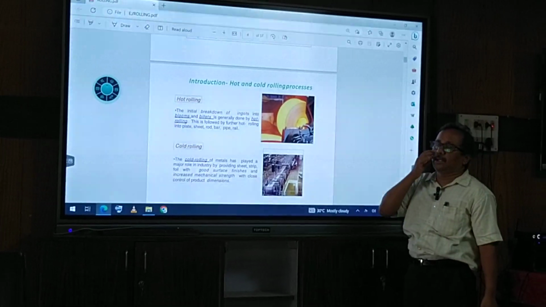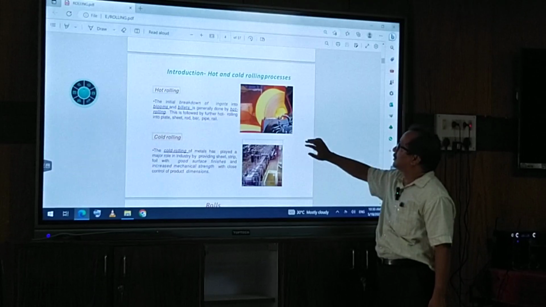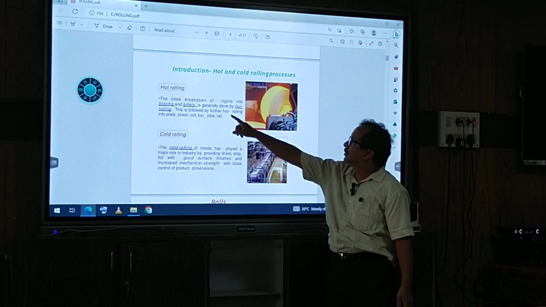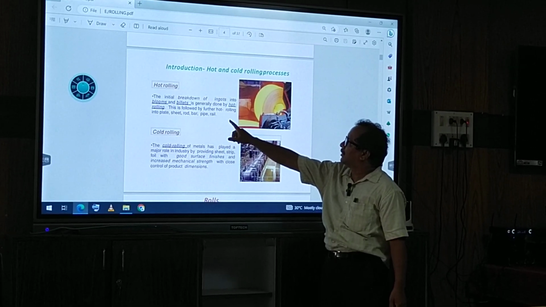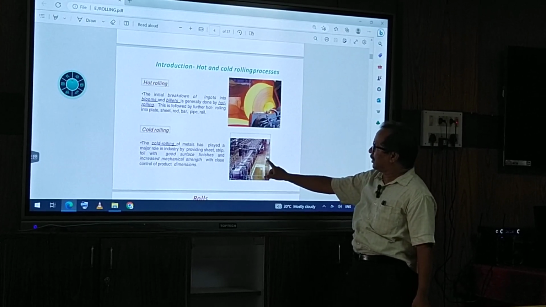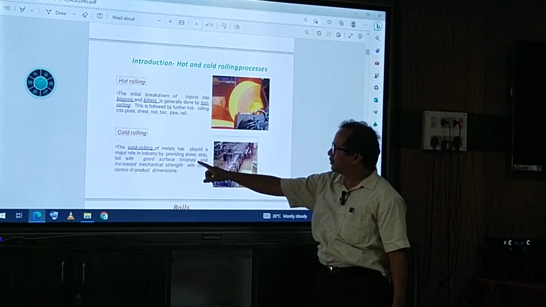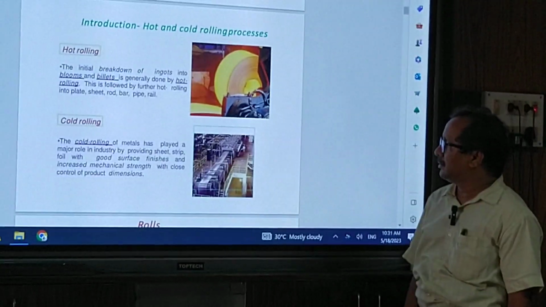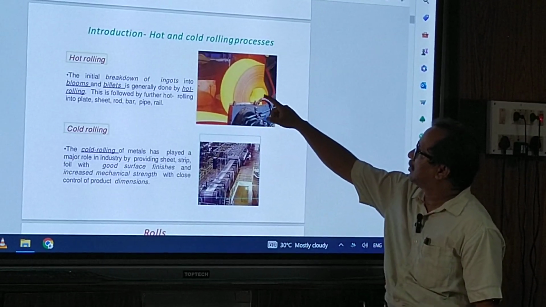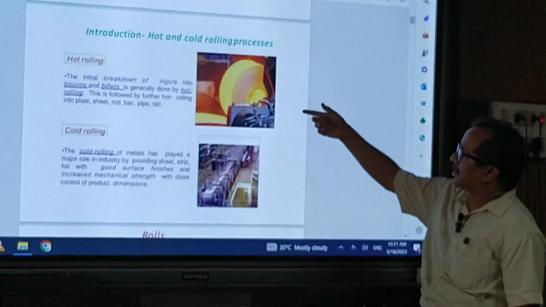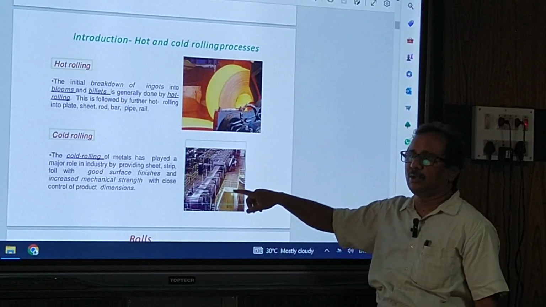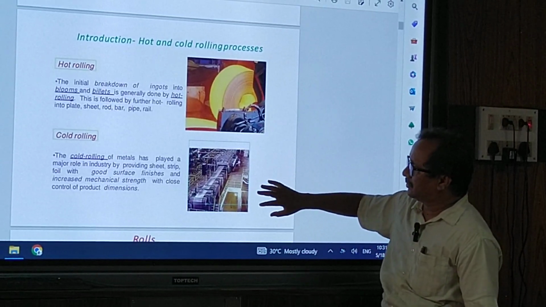Then you see how hot rolling and cold rolling are carried out. This is hot rolling, this is cold rolling. Hot rolling is the initial breakdown of ingots into blooms. Billets are generally made by hot rolling. Here we are making strips. This is cold rolling. With cold rolling machines, we produce sheets, strips, and foils with good surface finish. You see how the surface finish is. Due to hot rolling, some oxide layer will be there on the surface, but this is a finished surface. Generally cold rolling is carried out in the finishing stage.